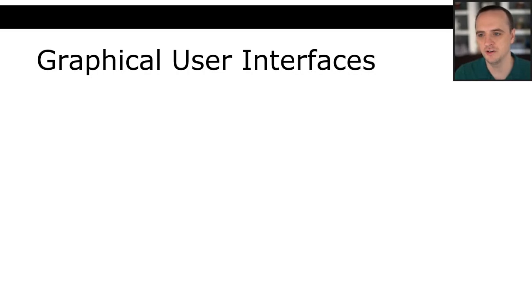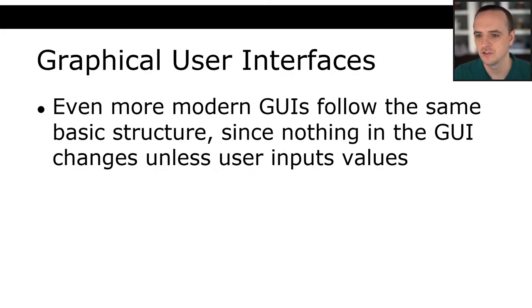But then we moved on to graphical user interfaces. So something like you may have done in another course, or in this course we're using SFML to display games, and that is a GUI. So more modern GUIs follow the same basic structure, since nothing in the GUI changes unless the input values, okay? Unless the user inputs some values.